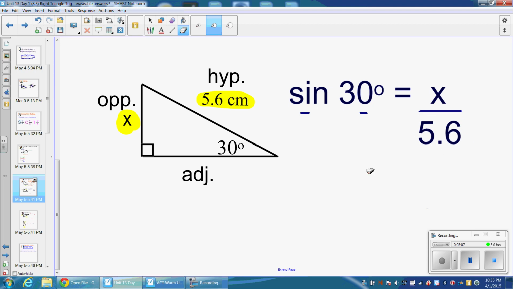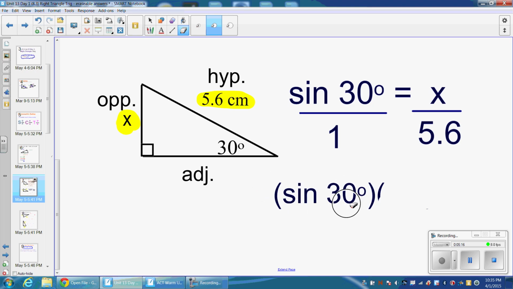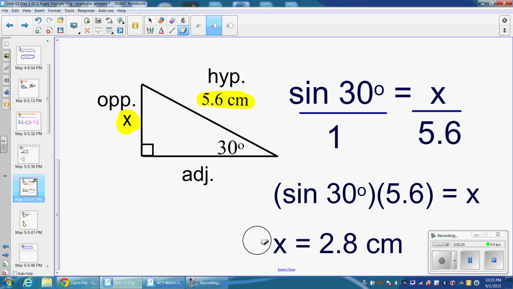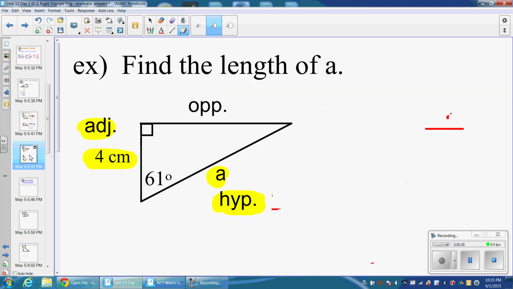And then to solve this, I put it over 1 and I cross multiply. So when I cross multiply, I get sine of 30 times 5.6 equals 1 times x, which is just x. And I type that straight into my calculator and get 2.8 centimeters. Okay? All right, pause the video and try this next one on your own, and then we'll move on to solving for angles.